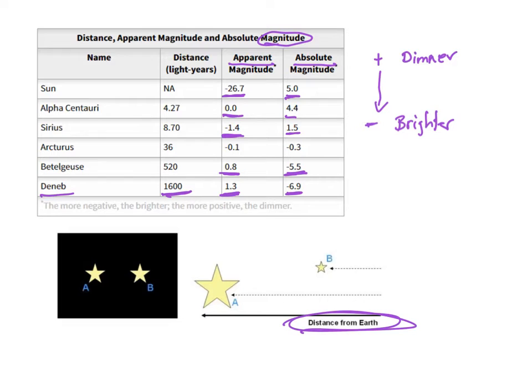So even though you can look in the night sky and see two stars that look about the same brightness, their distance from Earth varies. B is going to look a lot brighter because it's closer. A is not going to look quite so bright because it's so much further away. So when we talk about magnitude of stars, apparent is what we see, absolute is if we put them at a set distance. It's important that we know the difference between those two types of magnitude.